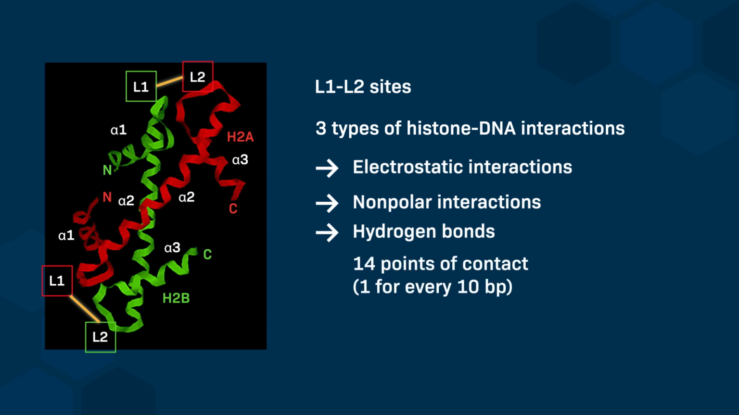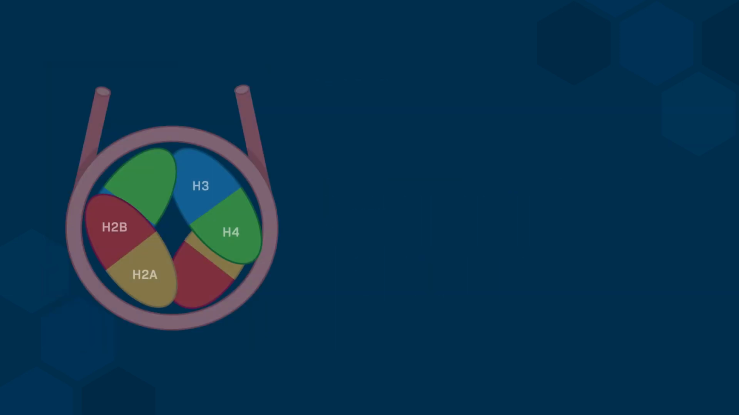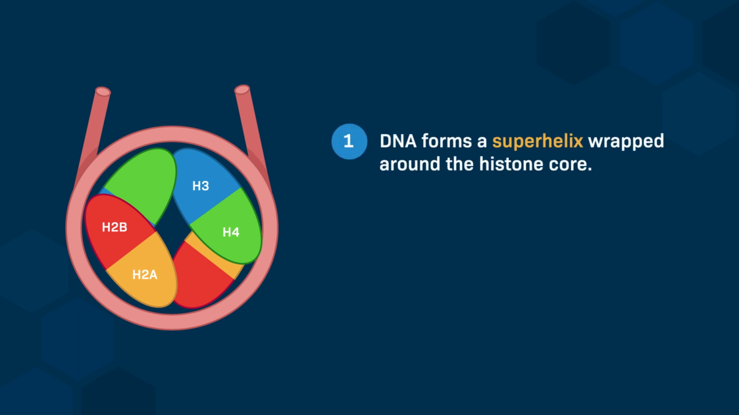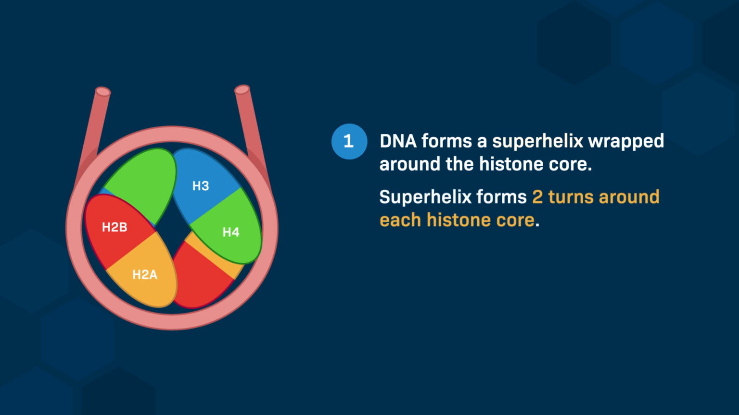Overall, you have these 14 points of contact between the histones and the DNA. The DNA double helix in a nucleosome is characterized by 5 different features. The first feature is that the DNA forms a superhelix. Supercoiling happens due to the wrapping of the DNA around the histone cores. And these superhelixes form 2 turns around each histone core.